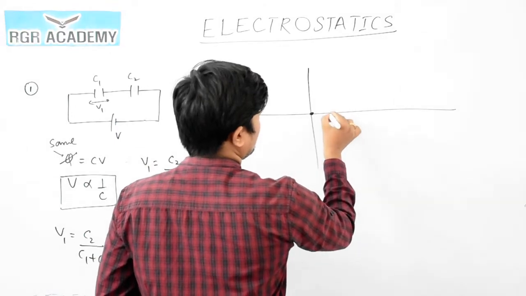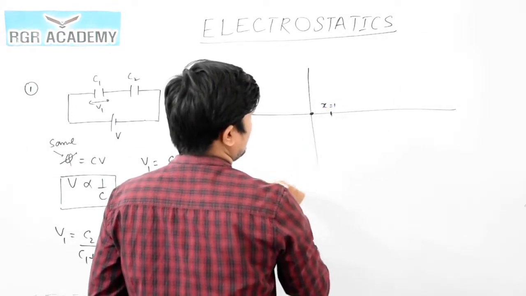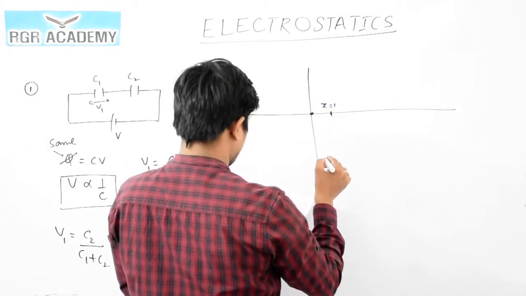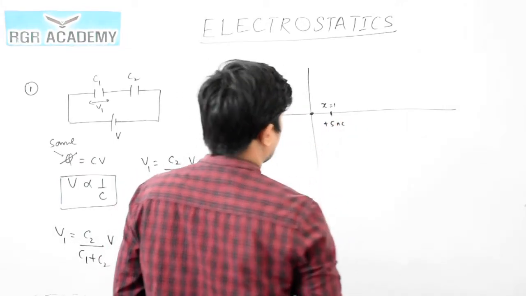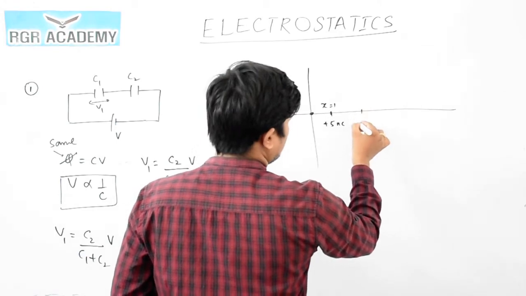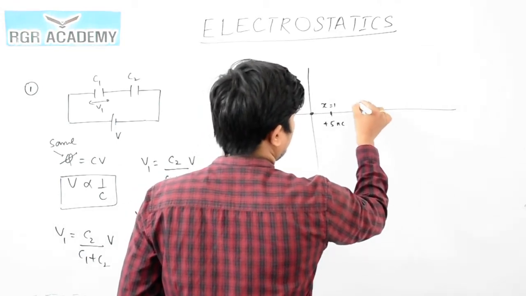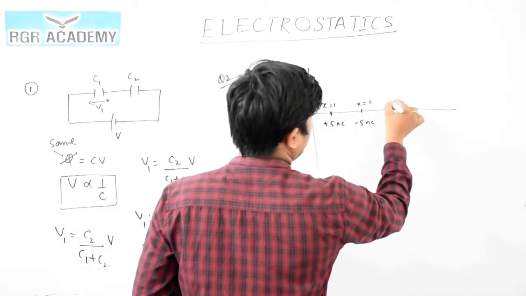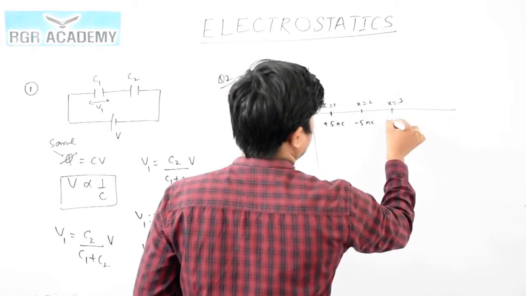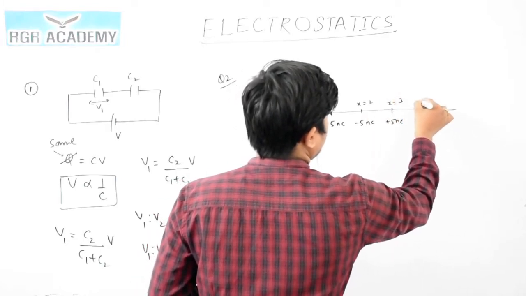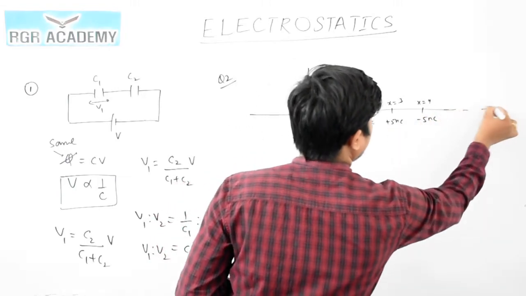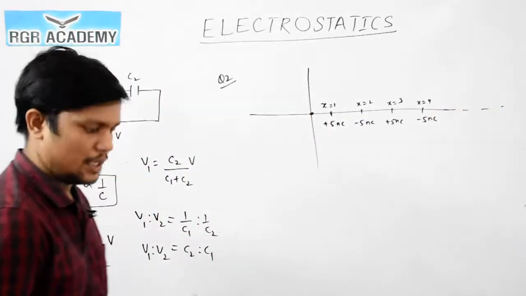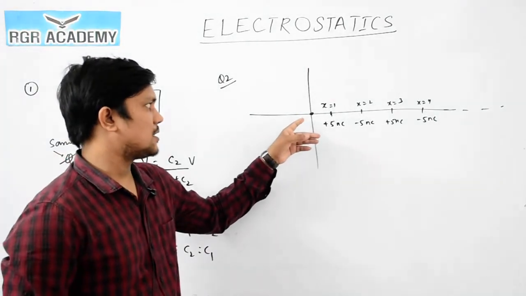At x equals 1, we can consider the charge of plus 9 nanocoulomb. After that, at x equals 2, the charge is minus 9 nanocoulomb. Similarly, at x equals 3, the charge will be plus 9 nanocoulomb. Again, at x equals 4, the charge is minus 9 nanocoulomb. Like this it will go on till infinity. They are asking the electric field at this point O.